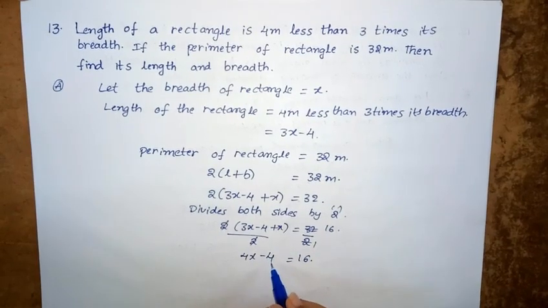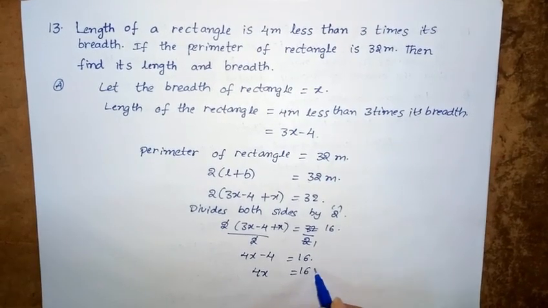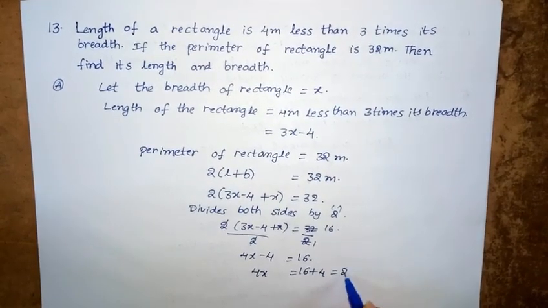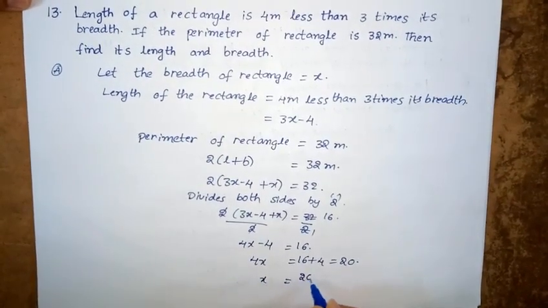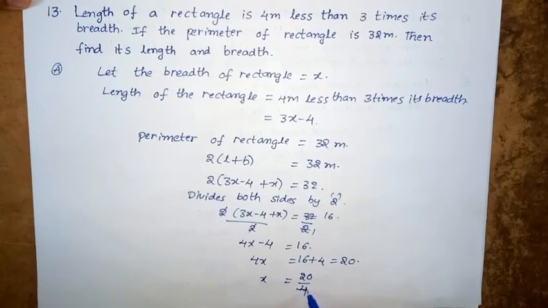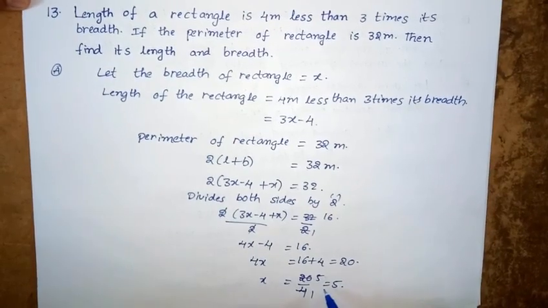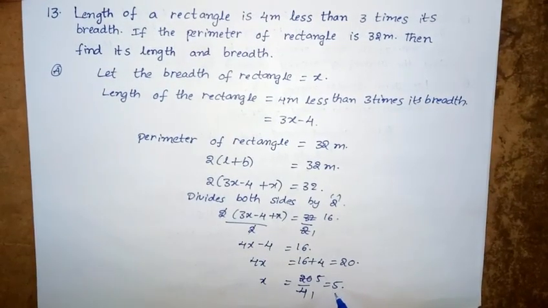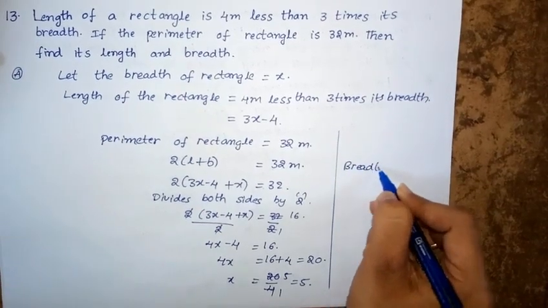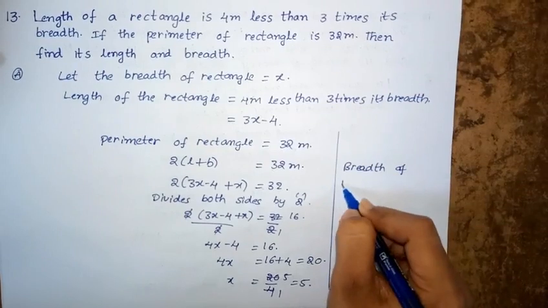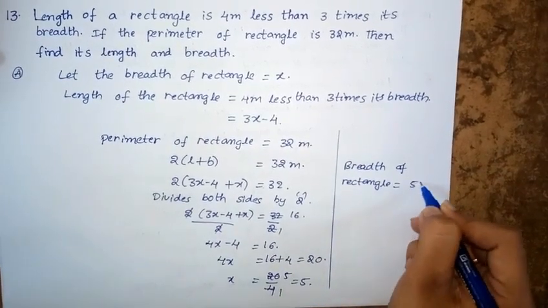Now remove minus 4. It moves to the right side as plus 4. So 4x is equal to 16 plus 4, that is equal to 20. Find the x value. So x is equal to 20 divided by 4. 4 ones are 4, 4 fives are 20. So x is equal to 5. So x is the breadth of the rectangle. So the breadth of the rectangle is equal to 5 meters.